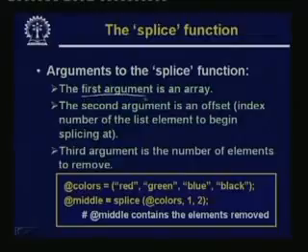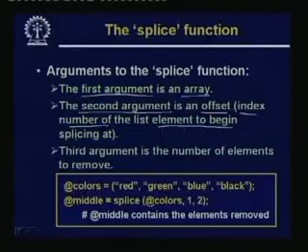The first argument is the array on which you want to operate. The second argument is an offset, which is actually an index number of the list constituting the array, at which you intend to begin splicing or deleting. And the third argument tells you how many elements you want to remove.